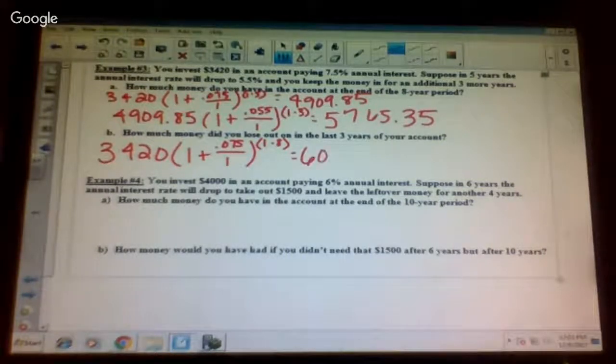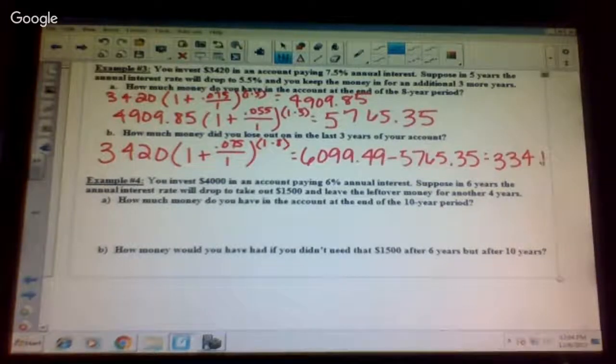So we're at $6,099.49, and they want to know how much money you lost out on. So you said we had to do what, Ethan? Subtract the two. So you lost out on $334.14.